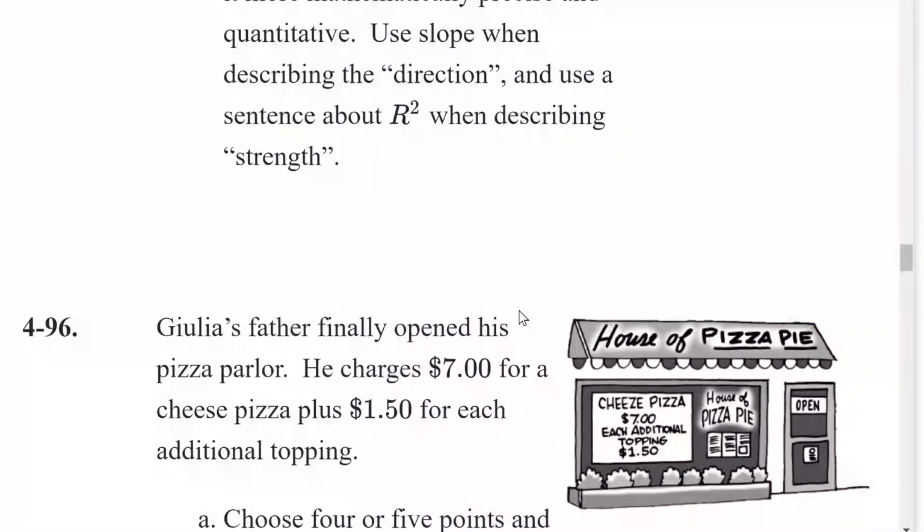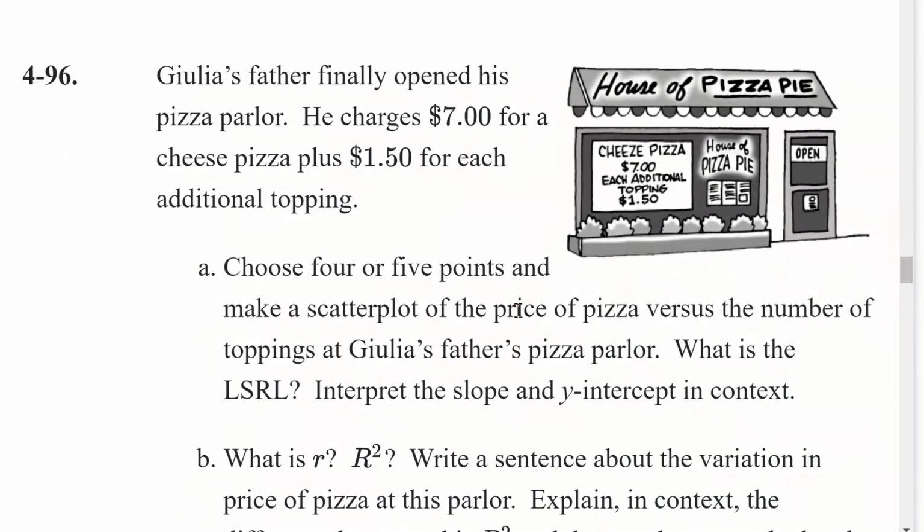The second problem is what Julia's father finally decided to do now that he's opened and he's selling pizzas. So Julia's father finally opened his pizza parlor. He charges $7 for a cheese pizza plus $1.50 for each additional topping. Choose 4 or 5 points and make a scatter plot of the price of pizza versus the number of toppings at Julia's father's pizza parlor. What is the least square regression line? Interpret the slope and y-intercept in context.